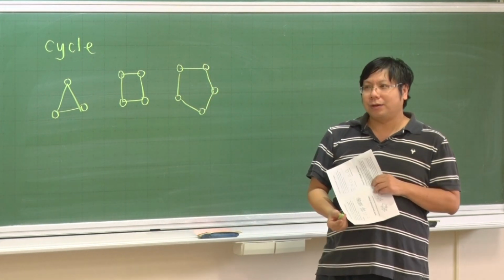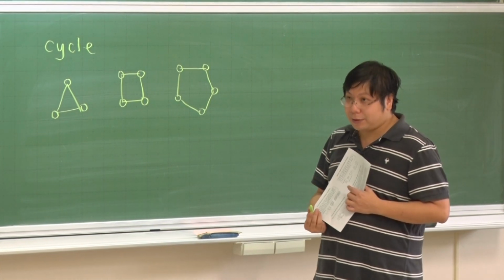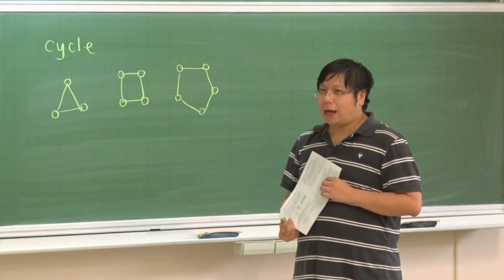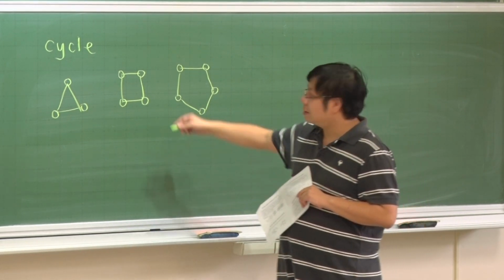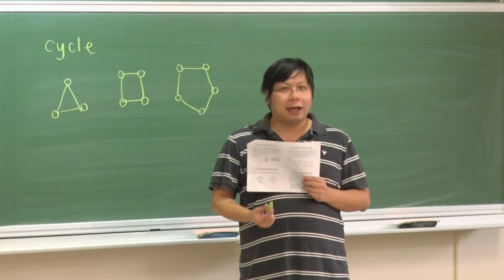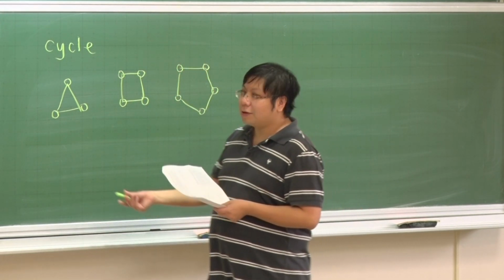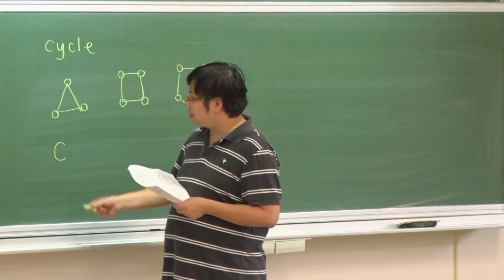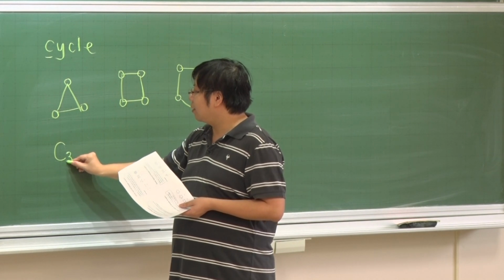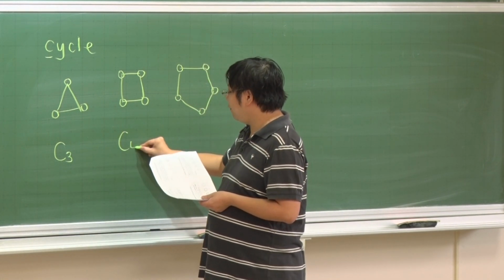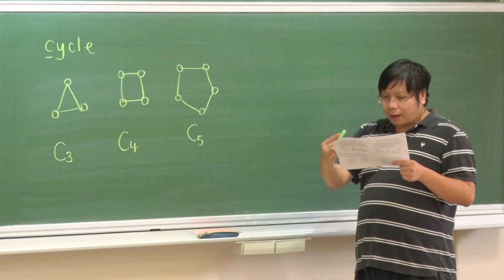Is that okay? A cycle graph has a property that if you start at any vertex, and each time you move to a new vertex, then you can always go back to itself in n steps. Is that okay? Because it is a cycle. For cycle graphs, we use the symbol C to represent it, because C is the first letter of cycle. So this is called a C3, this is called a C4, and this is called a C5.